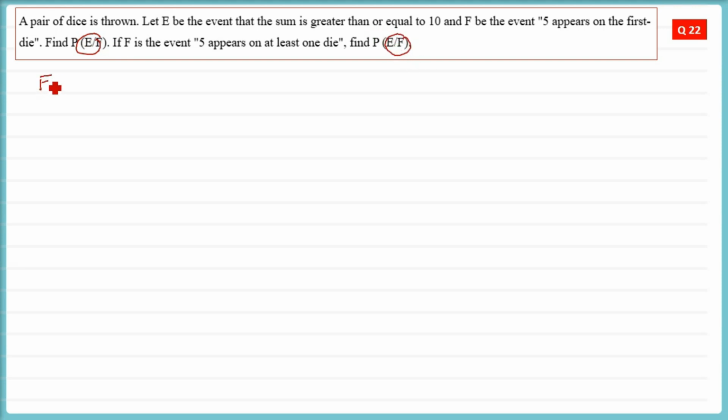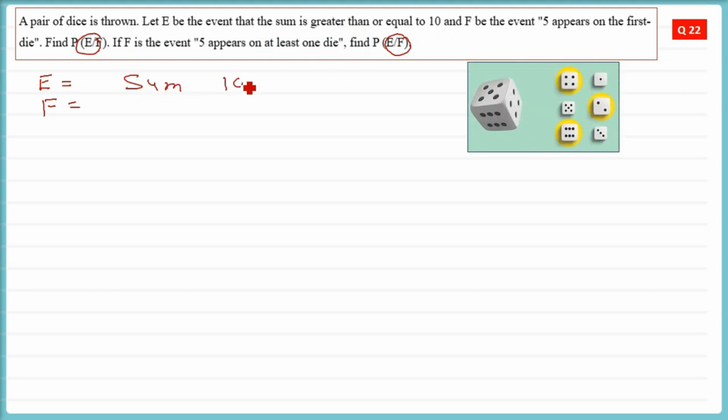So let's make the events first. Since the Fs are similar in the question, we'll just differentiate using F1 or F2. So E is the event that sum is greater than or equal to 10. So I'm writing it. You have to write it completely. So sum must be 10 or 10 plus: 10, 11, 12. The highest number can come as 12 only, because the highest number on a die is 6 only. 6 plus 6 is 12.